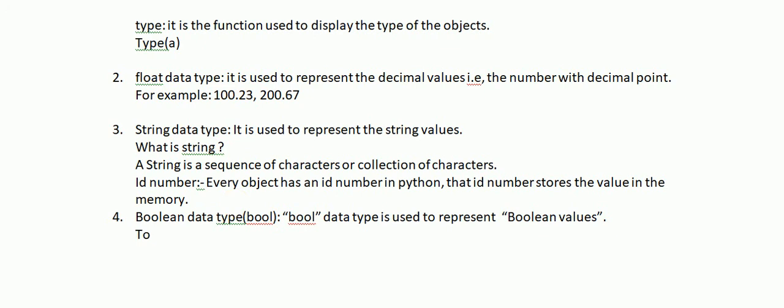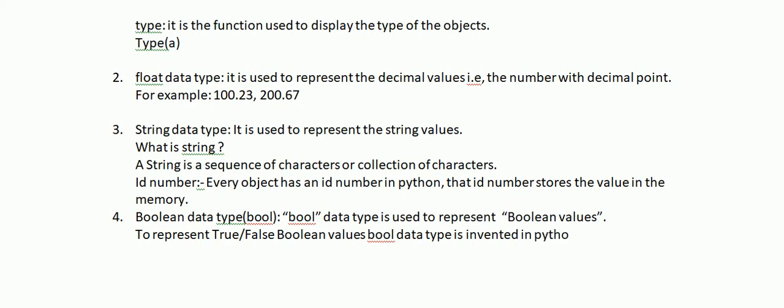So to represent true or false Boolean values, the bool data type is invented in Python. So Boolean values are true and false.